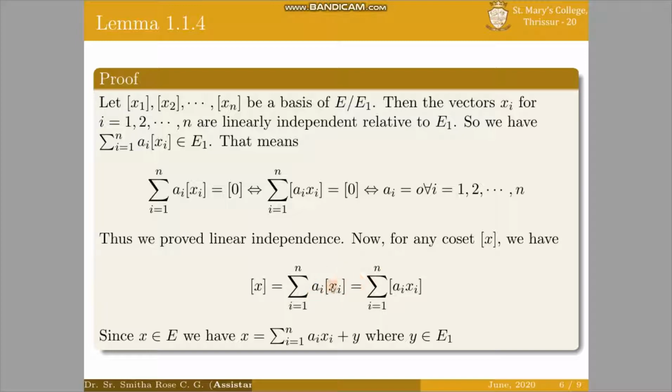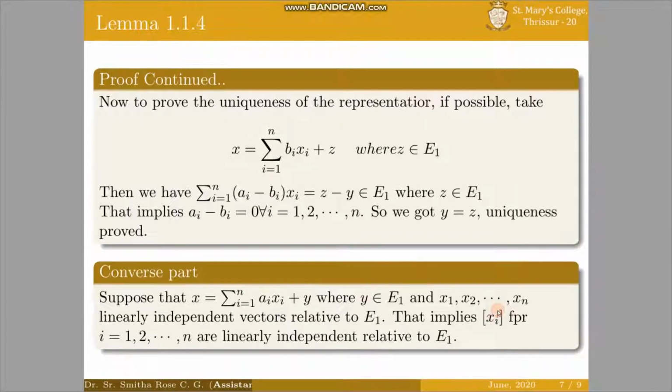So again, since it is an element of E1, I can take it as summation i equal to 1 to n, coset ai xi. Since x is an element of E, we have x equal to summation i equal to 1 to n ai xi plus the representative element y from E1. Now we have to prove the uniqueness of the representative element, that is y.